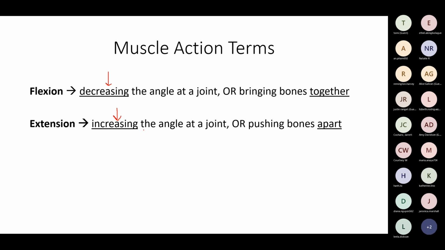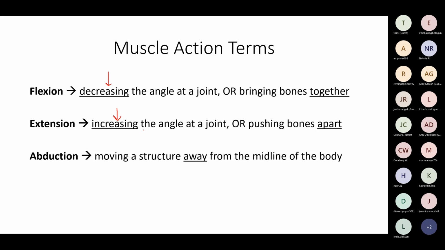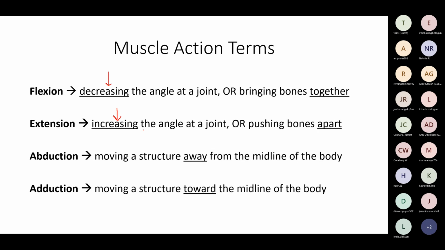The other main movement we're going to be predicting today is abduction and adduction. And when we talk about these two movements, it's all about the midline of the body, the middle of your body. Or in the case of the wrist, moving it up and away from your middle finger compared to toward or into the middle of your middle finger.